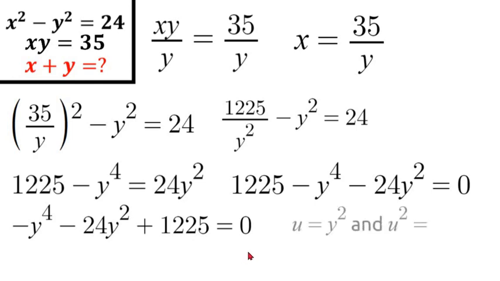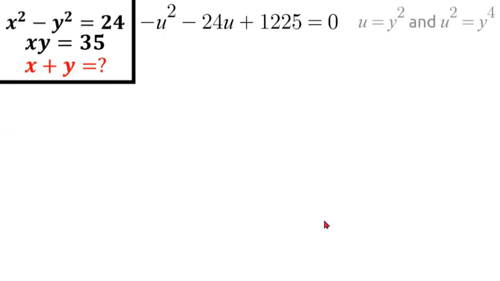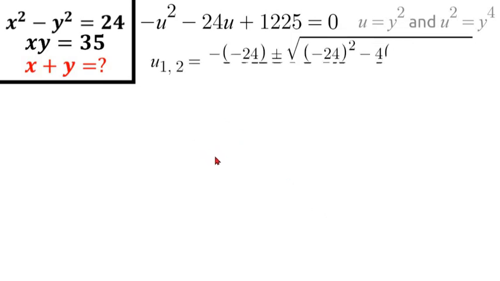Now what we're going to do is say that u is equal to y squared, hence u squared would be equal to y to the power of 4. So in this case we would have negative u squared minus 24u plus 1,225. Again, please pause or slow it down if you need to, but clean slide. We are going to use the quadratic formula to solve for u.